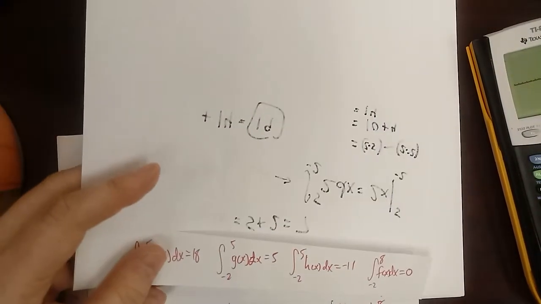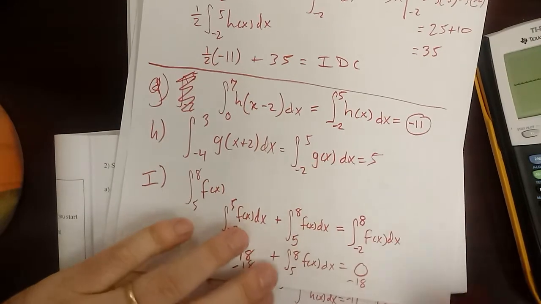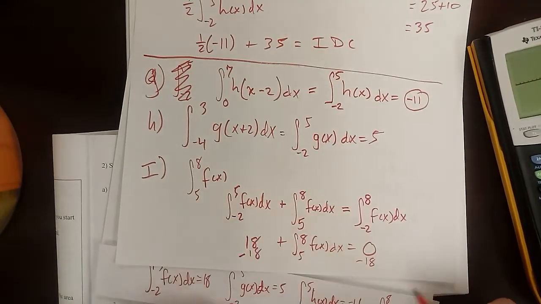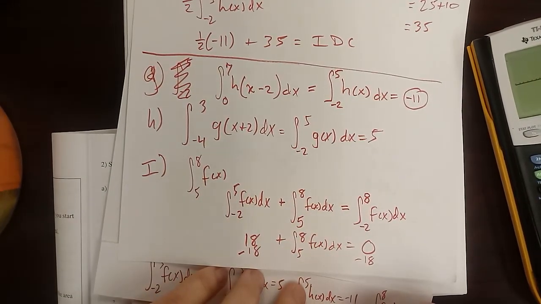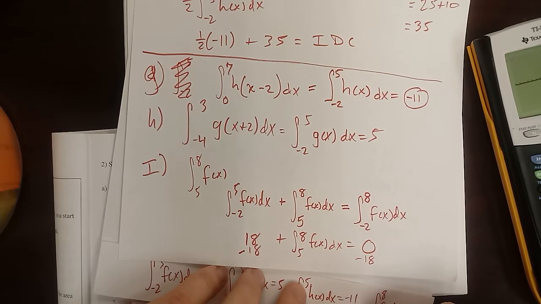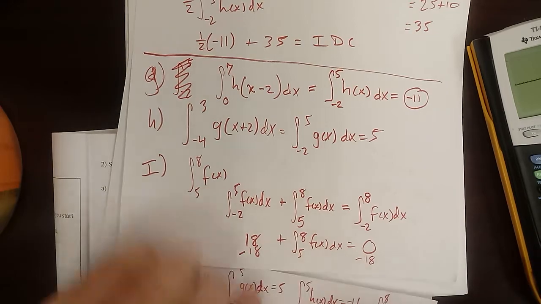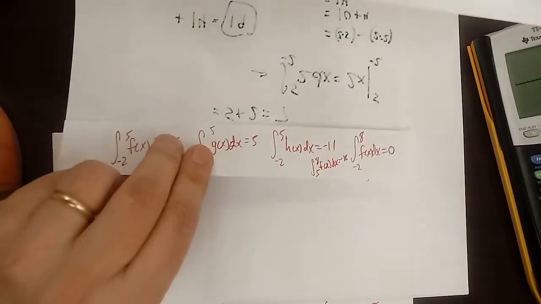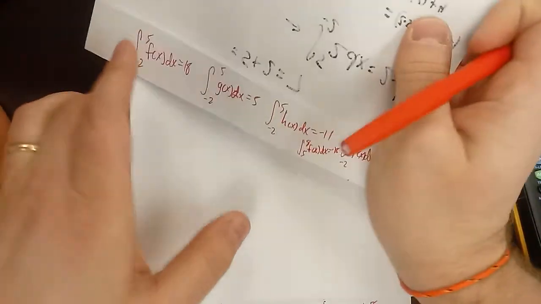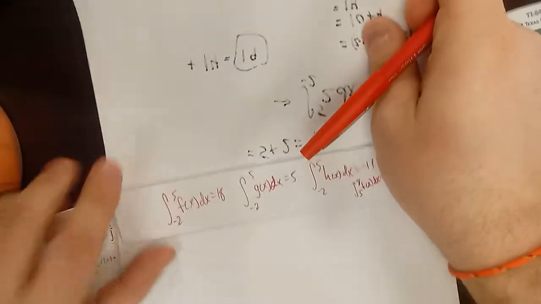So also I'd like to record this one at the top. Let's see, the integral from 5 to 8 of f of x dx is equal to negative 18, because I might need that later. I also might not need that later, but it's good just to record since I'm kind of losing my papers as I go. All right, let's see.